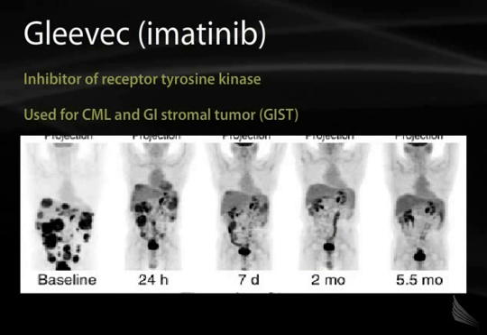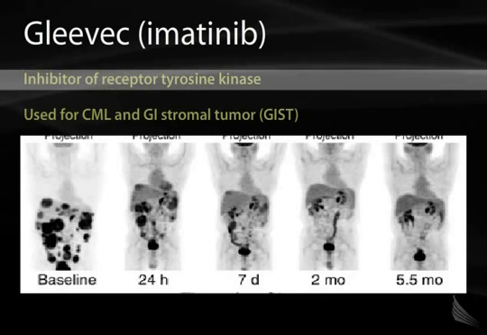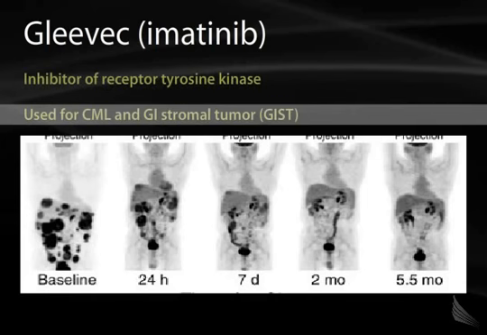Clinically, molecules that inhibit tyrosine kinases have found some popularity in the treatment of cancer. One example of this is Gleevec, or imatinib. This is a small molecule inhibitor of a receptor tyrosine kinase currently used to treat chronic myelogenous leukemia and GI stromal tumor, or GIST.